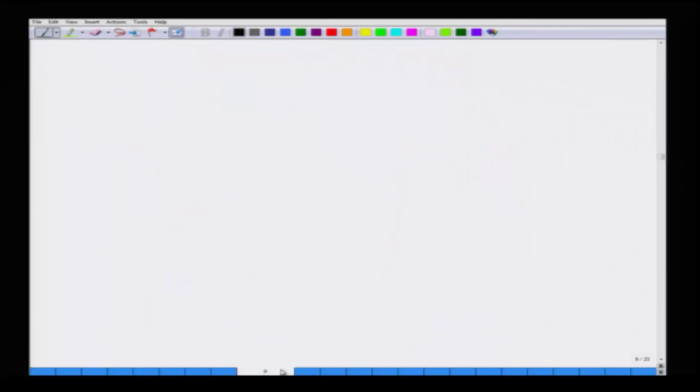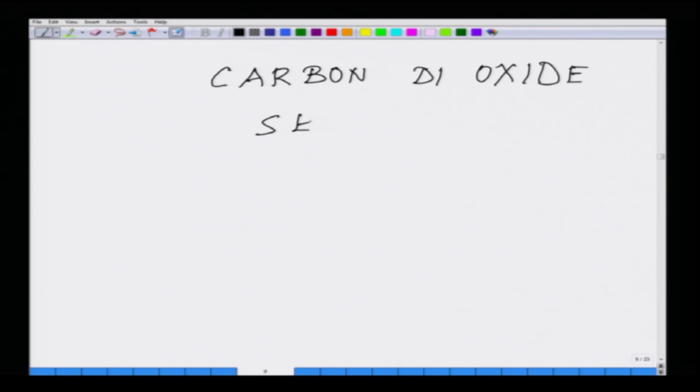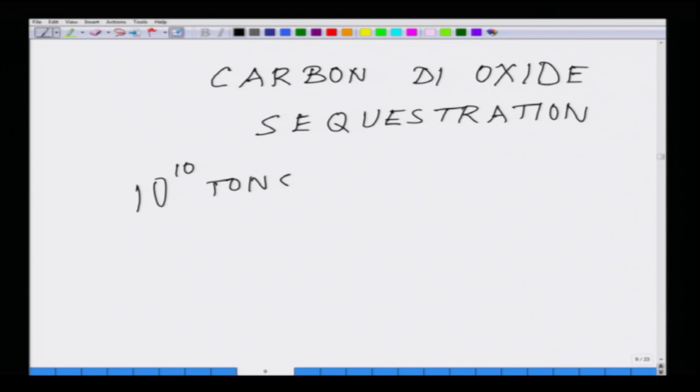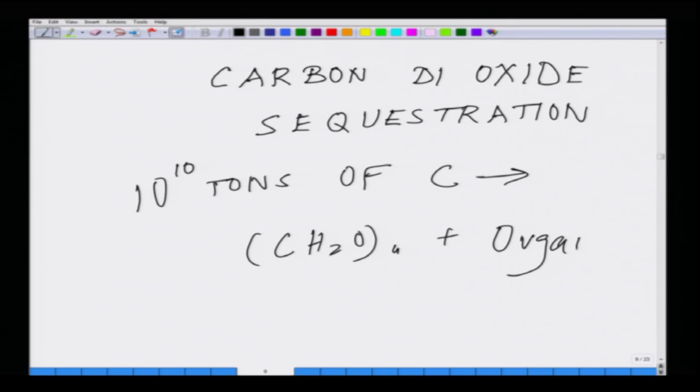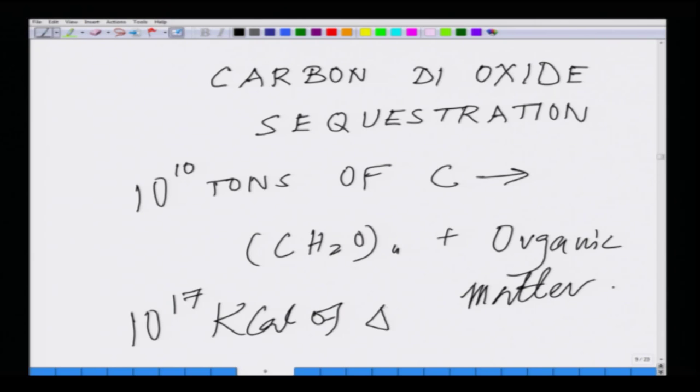So, let me put the carbon dioxide sequestration. During this whole process of photosynthesis, almost 10 to the power 10 tons of carbon is forming, plus organic matter. In other words, 10 to the power 17 kilocalorie of free energy is made by plants globally.